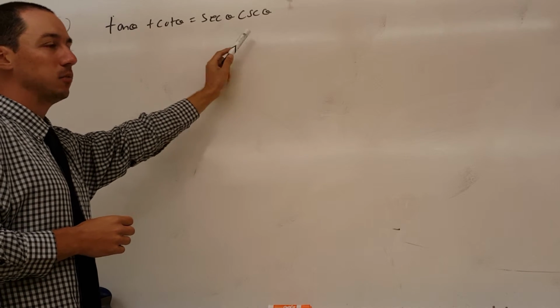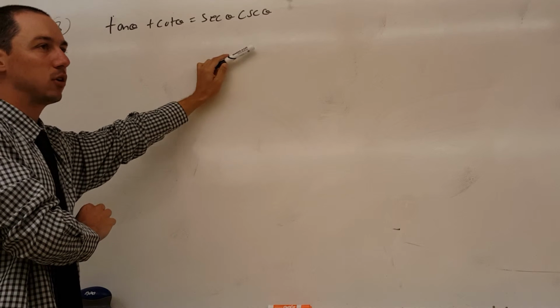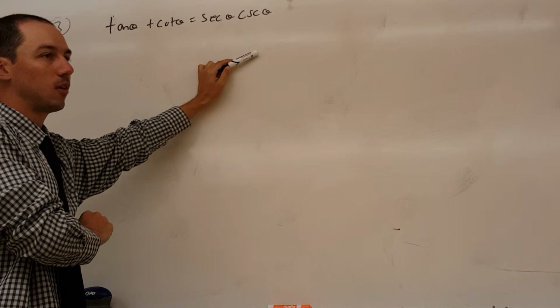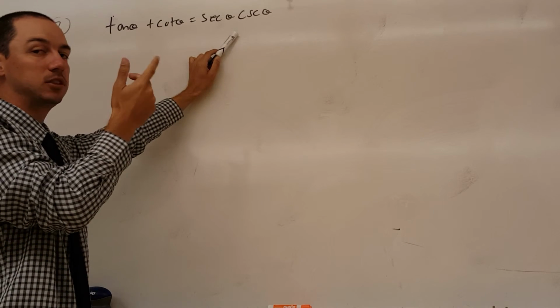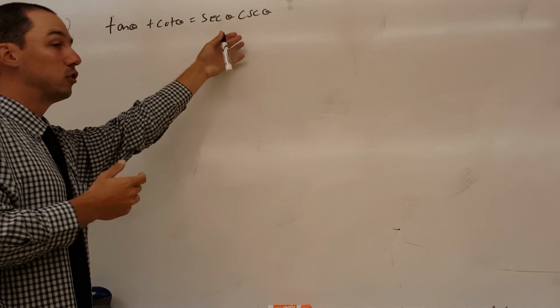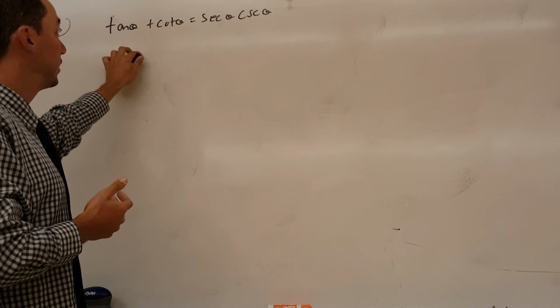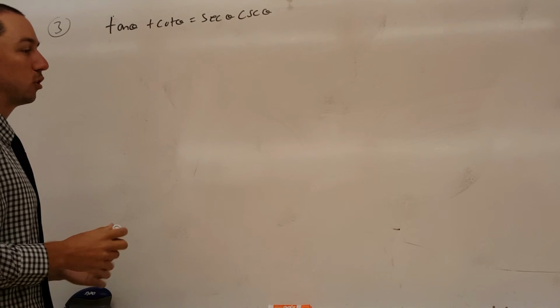So nothing's going to cancel. I'm going to have 1 over sine times cosine. And I'm not really sure where to go from that. So I can kind of see a couple steps ahead here. I don't know if I want to start over there. Now, eventually you could get the right answer, but I see over here, I'm going to have two separate fractions, and when I combine them, some good stuff might happen.